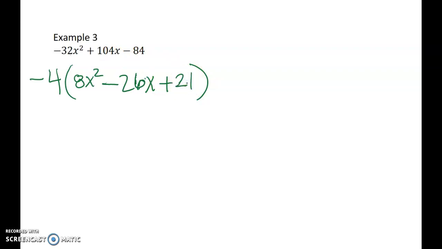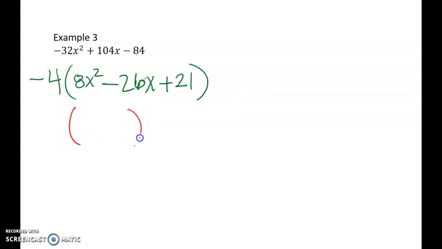Okay. Now I always look at it and see, is there something else I could take out? I don't see 2, 4, and 3 and 7. So there's nothing in common, if that makes sense. So 2 and 4 go into 8, 3 and 7 go into 21. Those don't have any common factors, and 26 is just 2 and 13. So not all of them have the same number that goes into them.